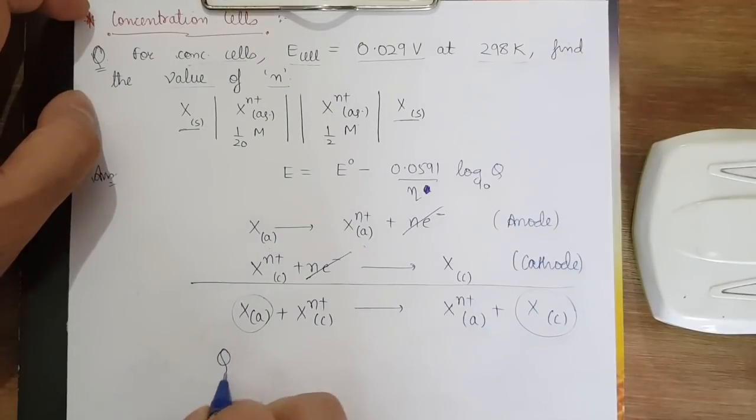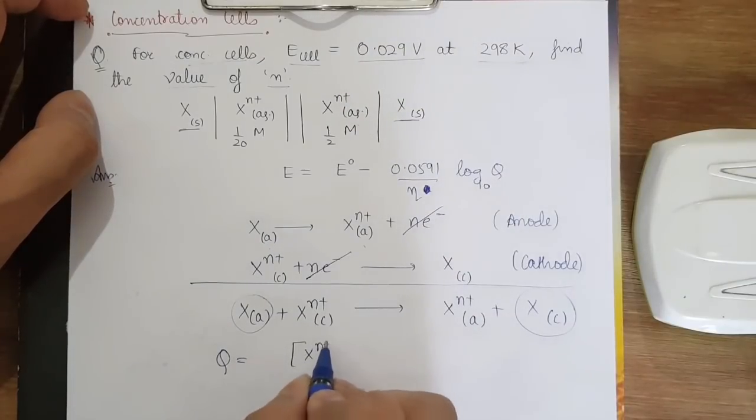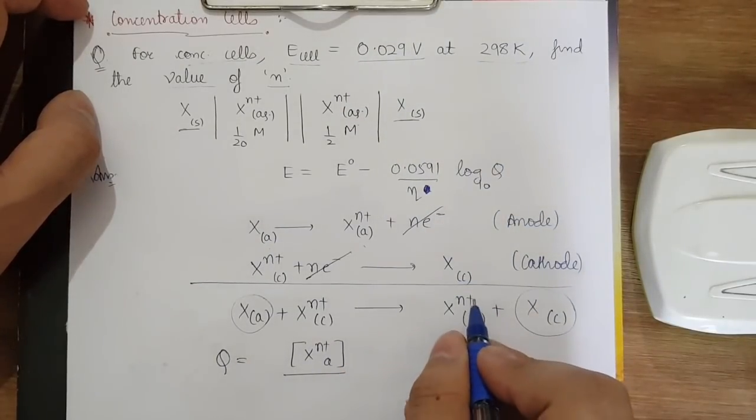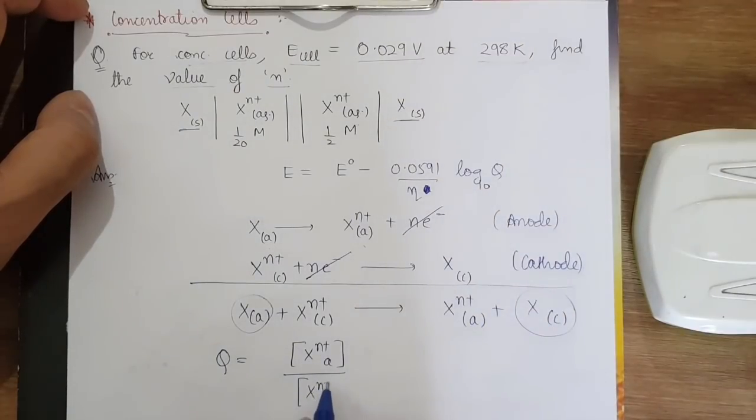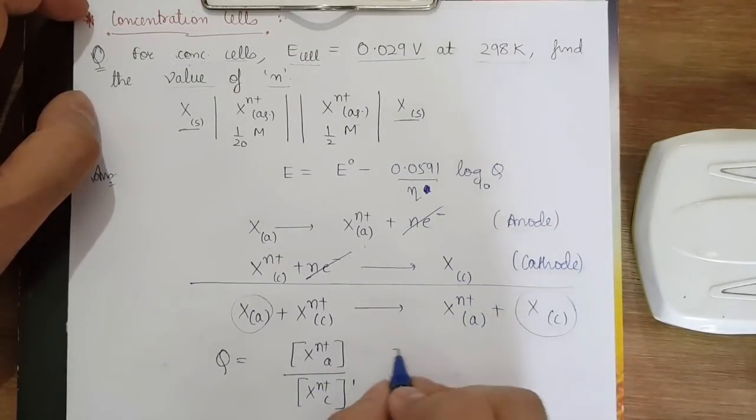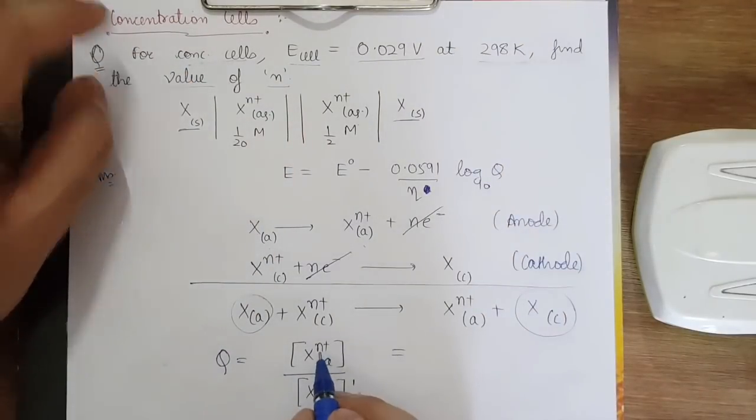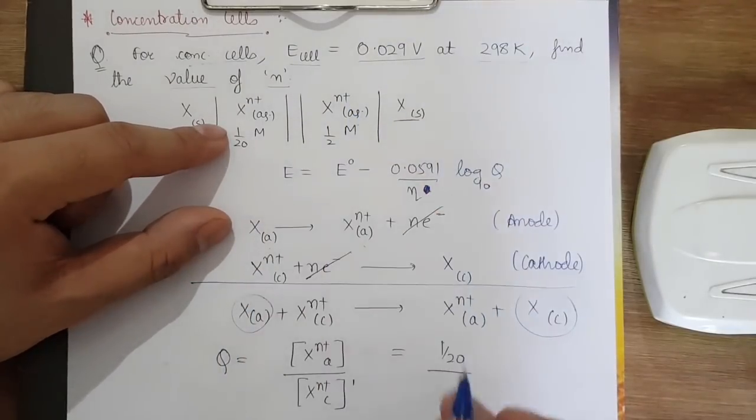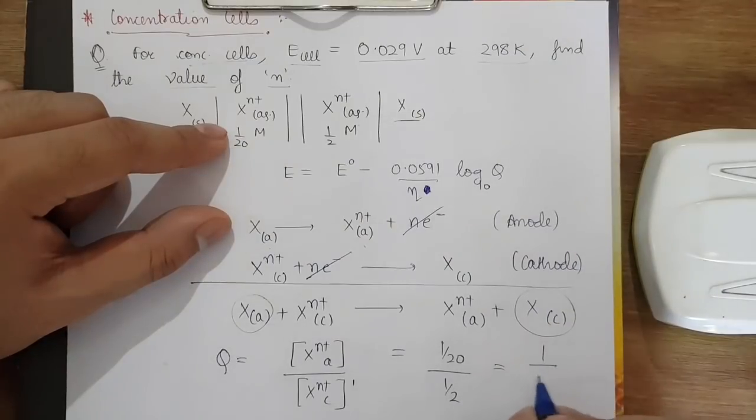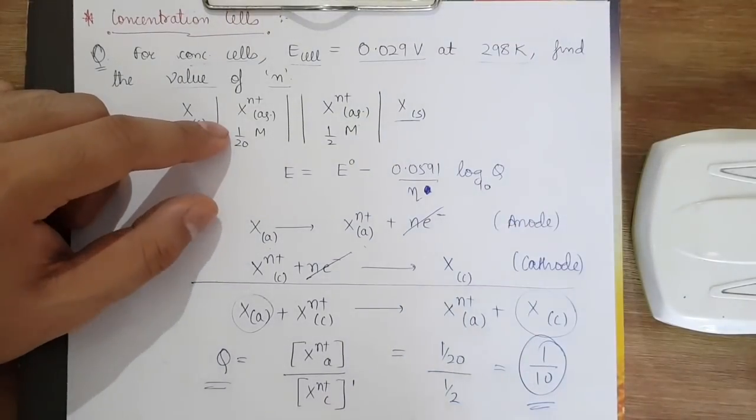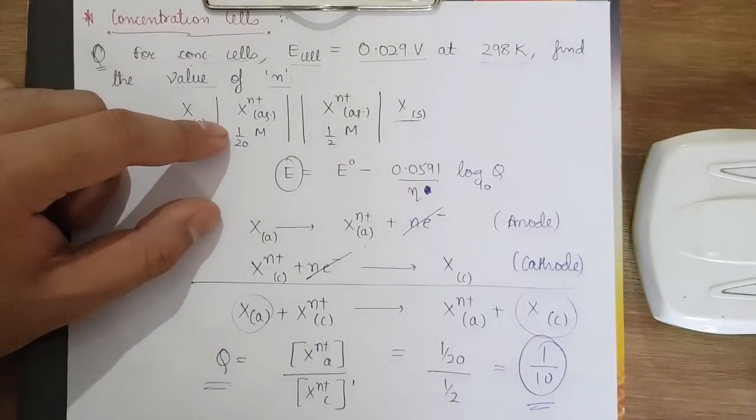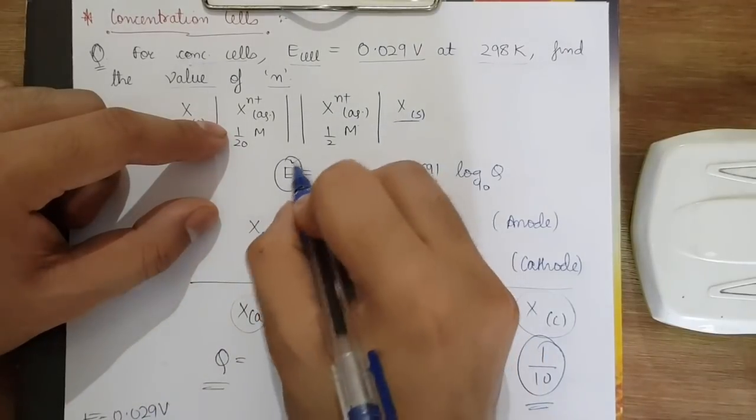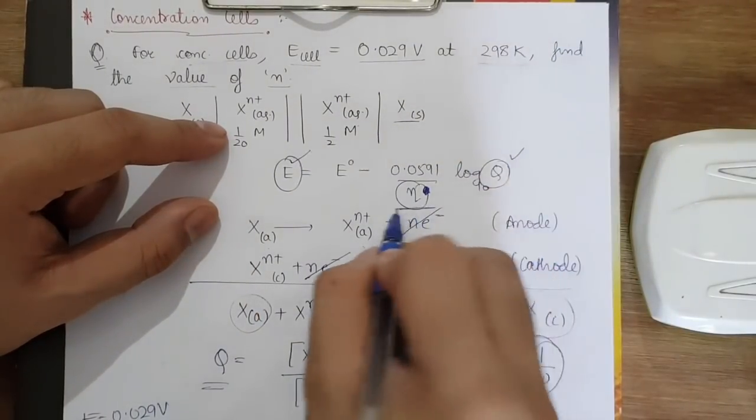So the value of Q, the reaction quotient, comes out to be Xn+ at the anode raised to power 1, whole upon Xn+ at the cathode raised to power 1. Xn+ at the anode is equal to 1 by 20, and Xn+ at the cathode is equal to 1 by 2. So Q is equal to 1 by 10. So our first mission is solved. We have got the value of Q. We know the value of E, which has been given in the question as 0.029 volts. This is known, and n is the variable which has to be found out.